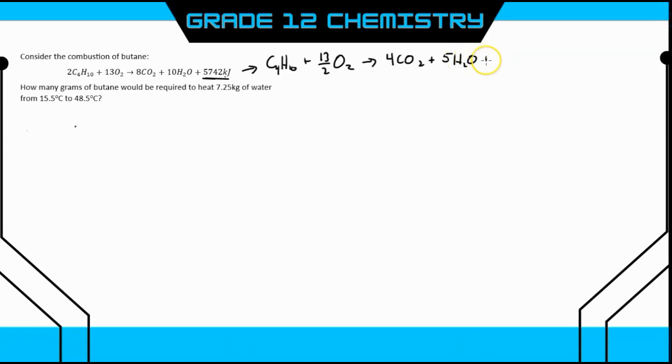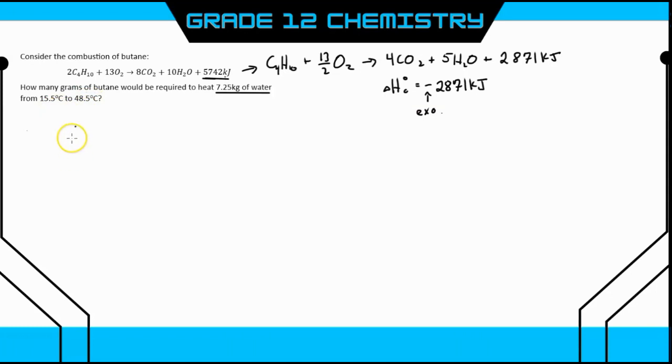And then we have to divide that energy by 2 as well, which gives us 2,871 kilojoules. So I know that molar heat of combustion is going to be negative 2,871 kilojoules. Now we write this as negative because it is in our product term. It's exothermic, so negative just means exothermic. Now we want to know how many grams of this butane is required to heat up this much water from 15.5 to 48.5 degrees.